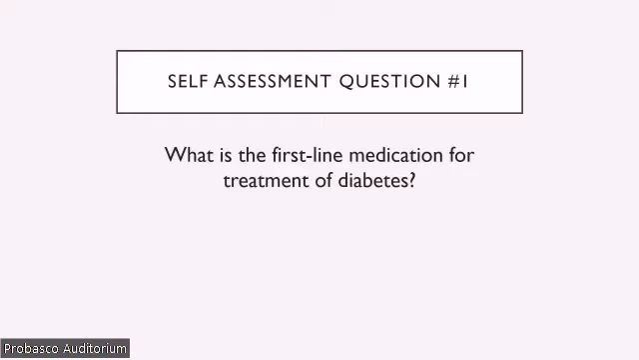We have come to our first self-assessment question. What is the first line medication for treatment of diabetes? We did not give options, so somebody has to talk. Yeah, so both are right. So metformin and depends on their comorbidity. Exactly. So it depends on their comorbidity, and then from whichever comorbidity they have, then you will decide. And if they have no comorbidities, then you go to metformin.